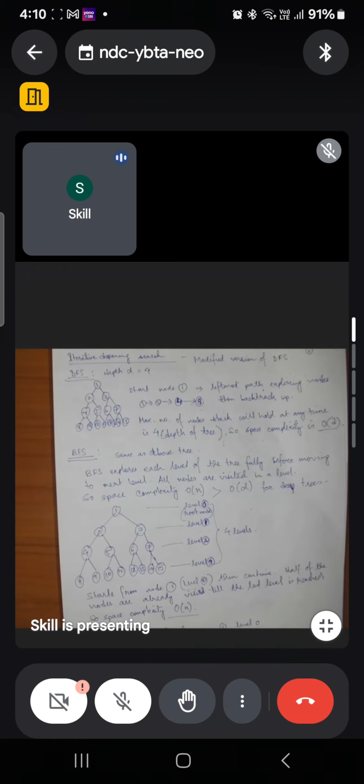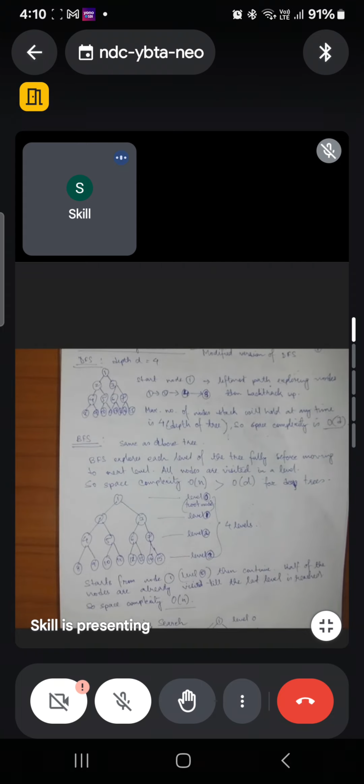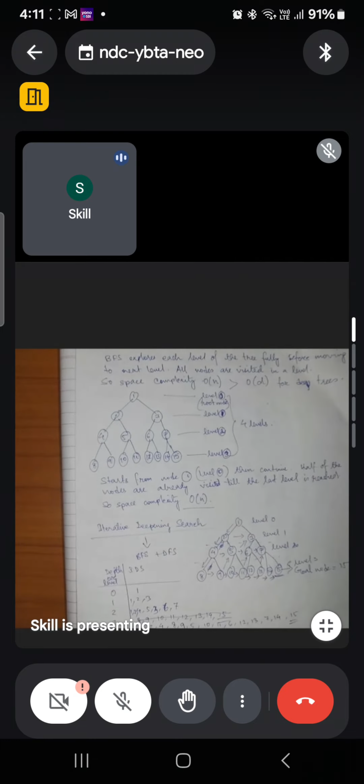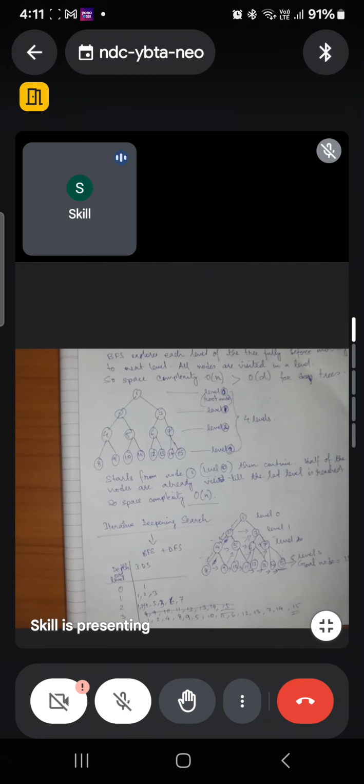I've discussed about the DFS and BFS, how these both are not very much efficient for traversing a node. Now we will come to iterative deepening search.